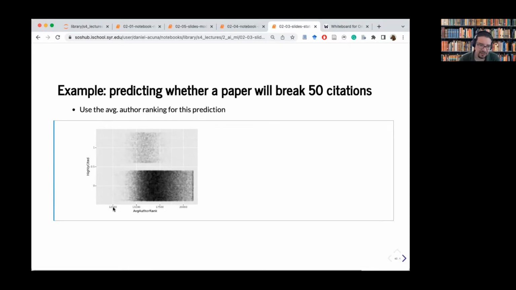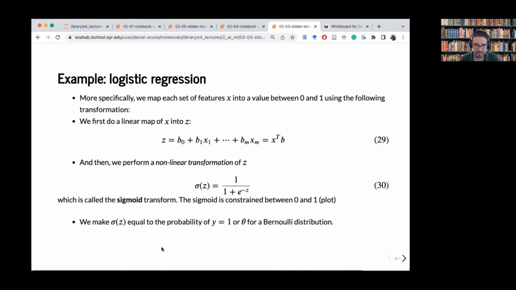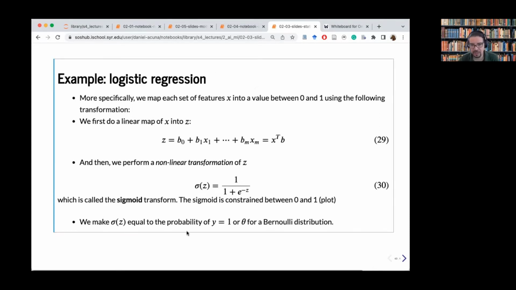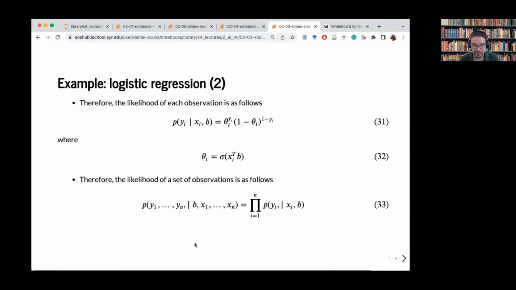So how does the author ranking affect that? You can probably see that on average, most of the non-highly cited papers have a higher author ranking than the highly cited ones. And to answer that question, you can use something called, for example, logistic regression, which does the learning for you.